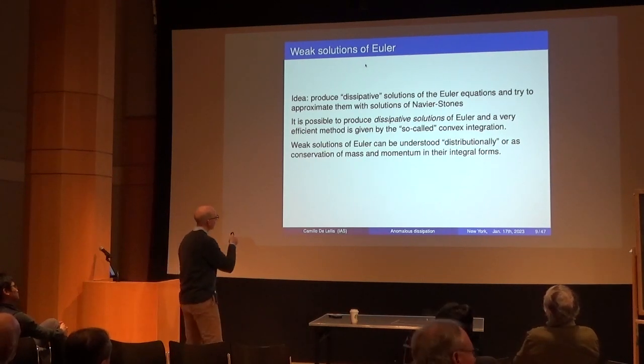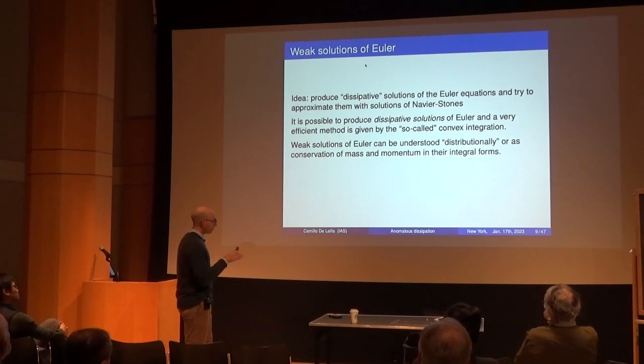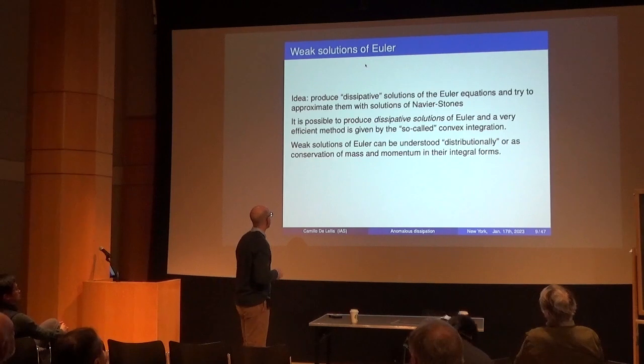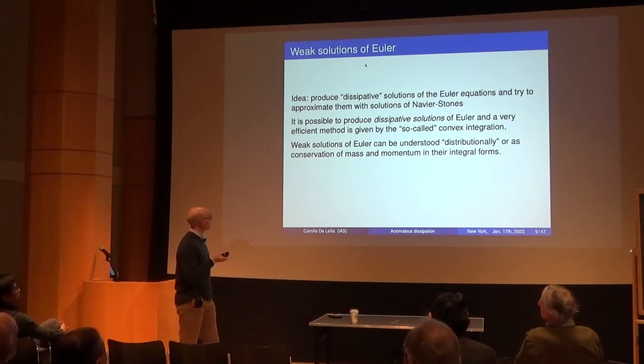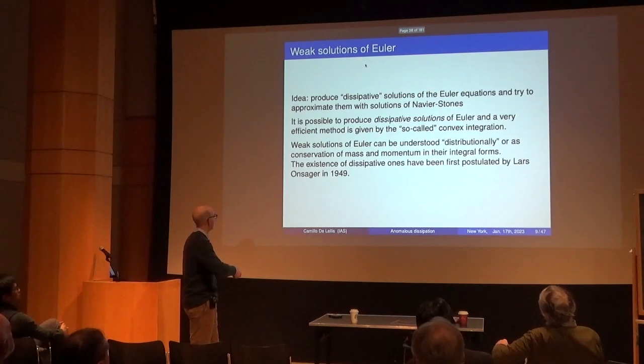Okay, so what do we understand as solutions of Euler which do not preserve the kinetic energy? They are understood distributionally, for instance, in the way Dennis suggested. But another way to understand that, if you don't like the theory of distributions, is just to say that you have conservation of mass and momentum in their integral forms. So let me just explain what I mean by that.